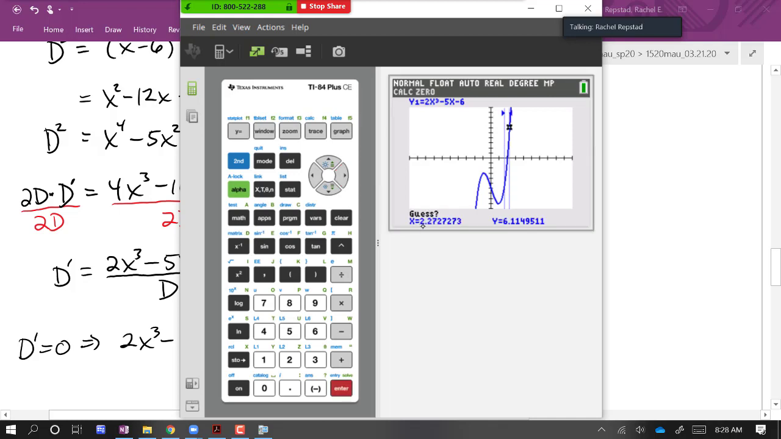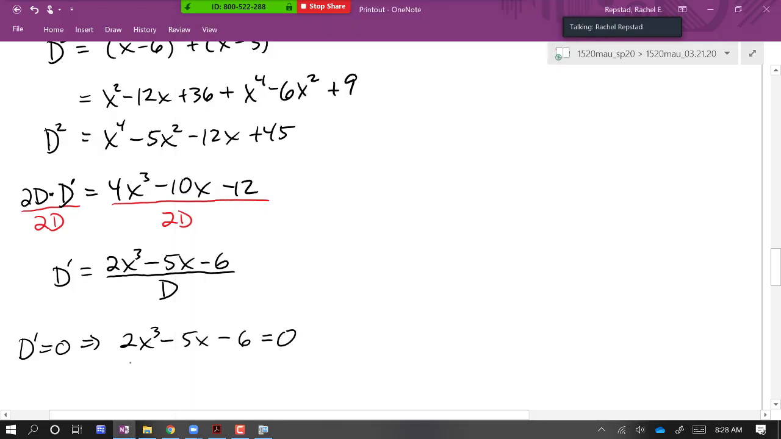It asks for a guess. I always just hit enter. I don't put anything in. And there it is, x equals 2, y equals 0. So our calculator tells us that x equals 2 is the only critical value. Hopefully, this is in fact a minimum.